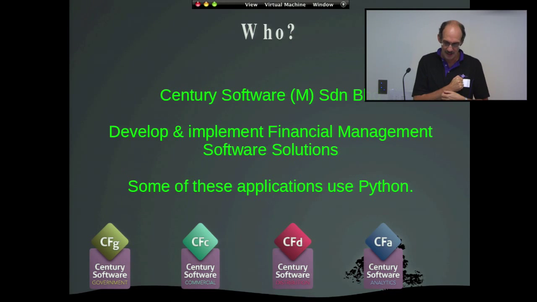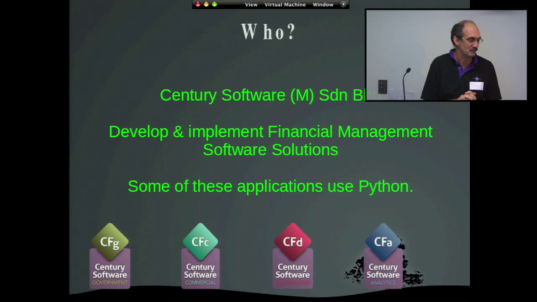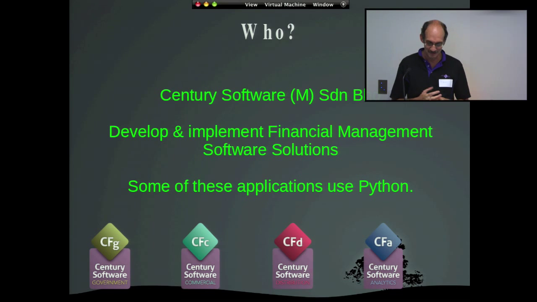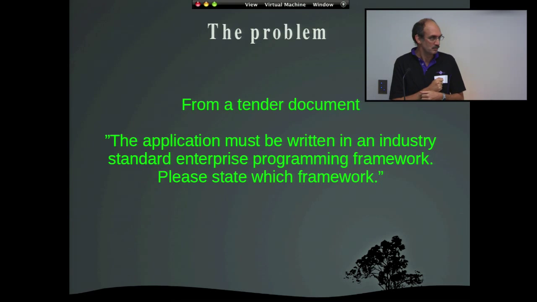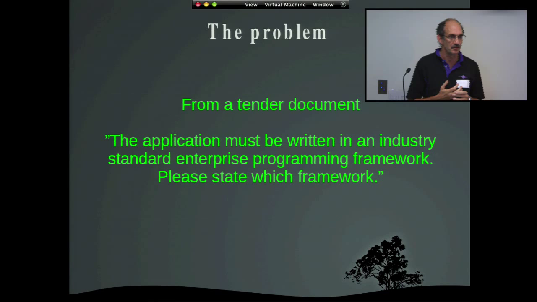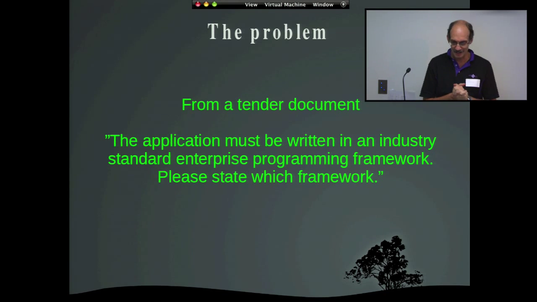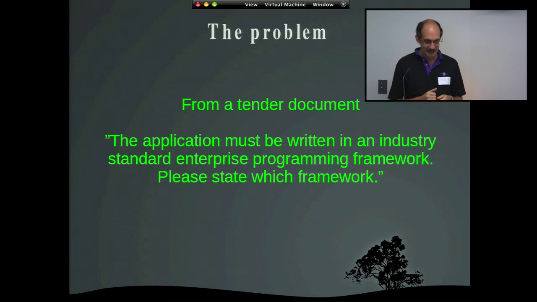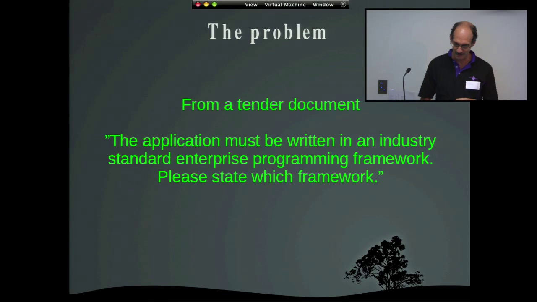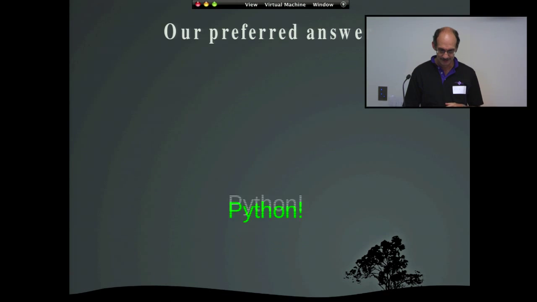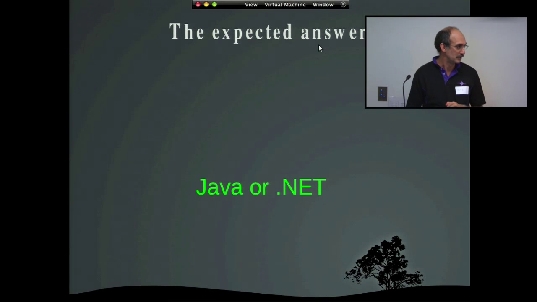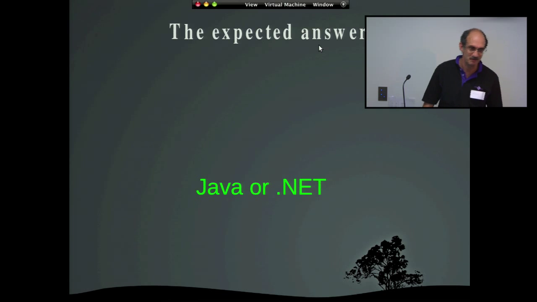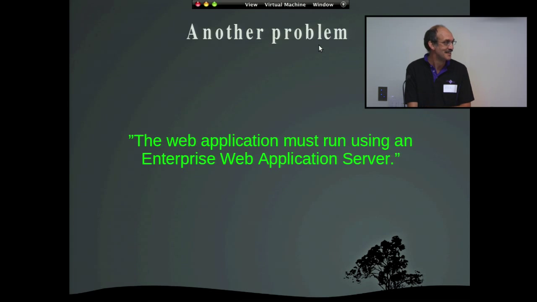Software solutions, and some of the applications use Python. Okay, not all of it's in Python. I wish it was, but we go with the flow. We have a problem, especially when you're dealing with government. There's lots of tender documents, and so you get nice little pearlers like this one, and the important words to look for is industry standard enterprise programming framework. And we want to say Python. But they expect that, which is a little bit of a problem. Sometimes we can talk our way around it, sometimes we can't.